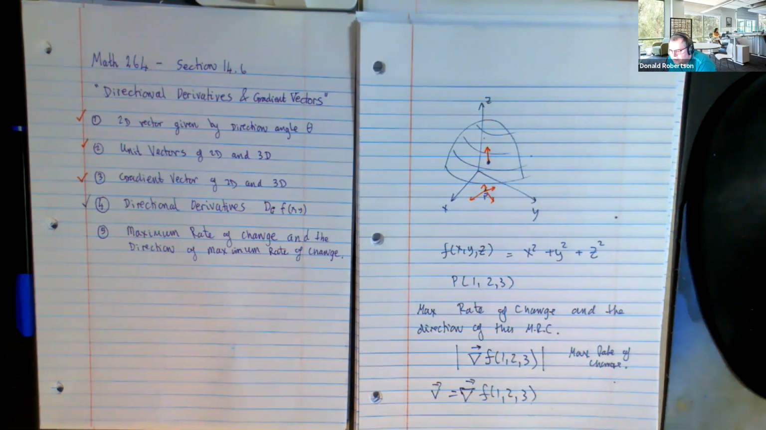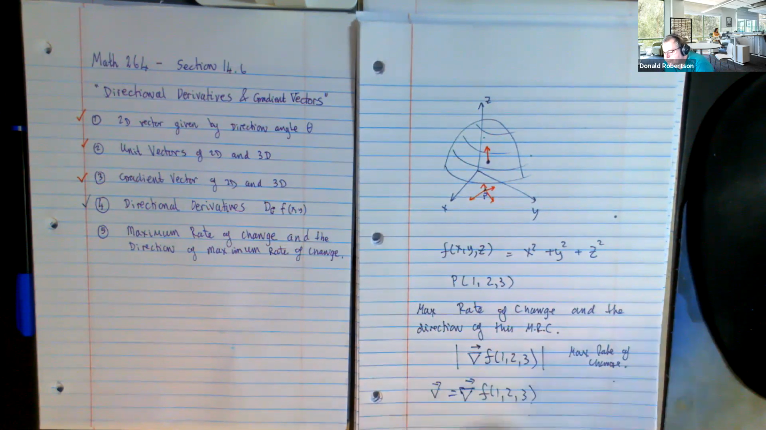Because don't you always have to find the gradient vector anyway, right? Well, now you know that the gradient vector, whatever that is, its magnitude is your maximum rate of change. And the direction you go is that. And if you want that to be converted into a unit vector, which they very often do, you can get that.